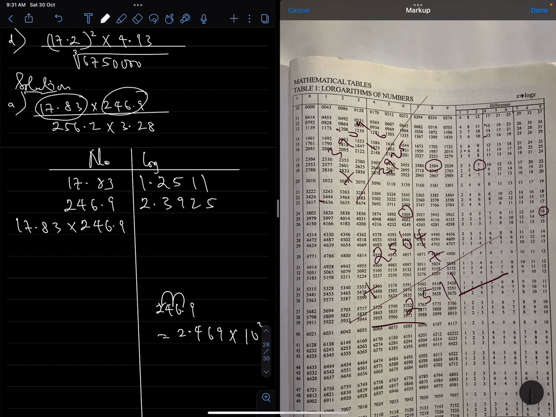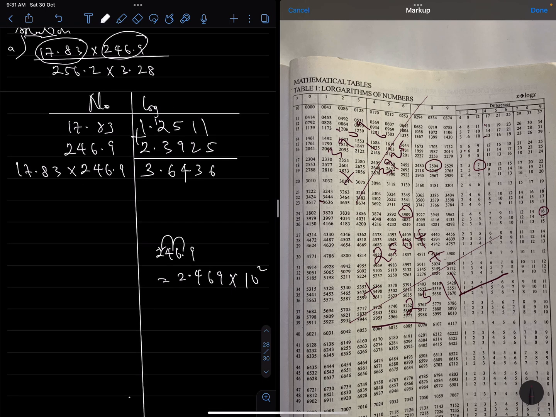will now be the sum of the logarithms of 17.83 and that of 246.9. When you are multiplying, you add their logarithms. That will be the sum of the logarithms of 17.83 and 246.9. I already have them here, so I can just add. That is 6, 3, 3, 4, 4, carry 1, 6 and 3. Do you understand? So you write 3.64.